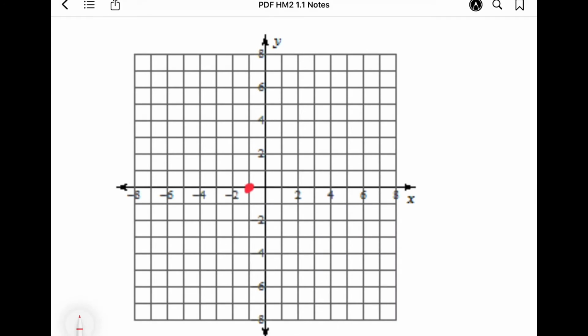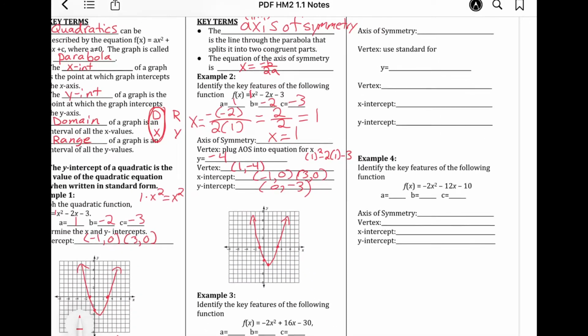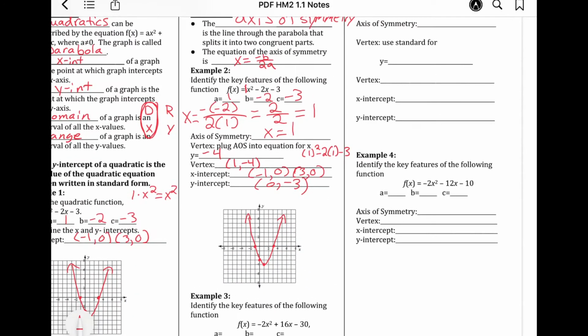So we've got negative 1, 0, 3, 0. Our y-intercept was 0, negative 3. And our vertex, where was it? It was 1, negative 4. So it's going to be this curved U kind of shape going on. And there is your example 2.